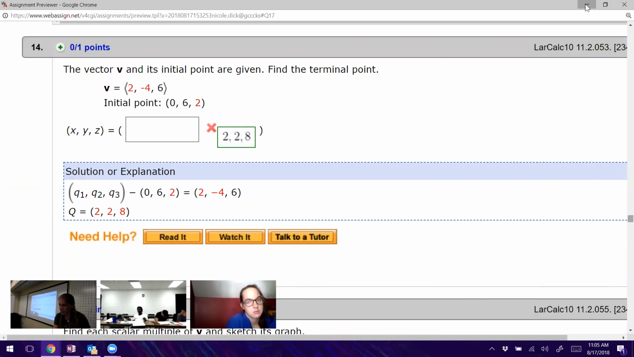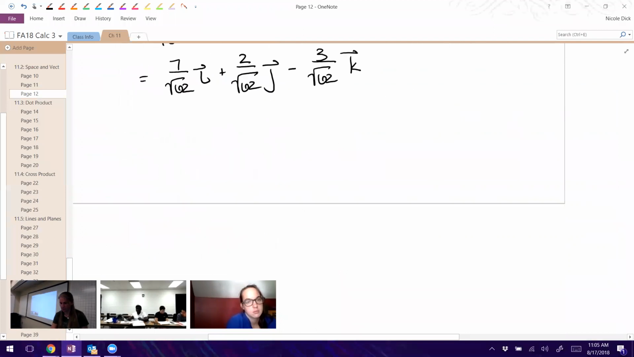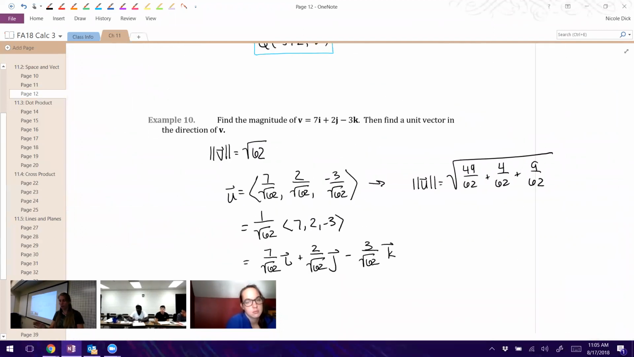Okay, but I think that was it for the notes, right? Yeah, so that's the end of 11.2. We're not going to start 11.3 today. 11.3 gets into multiplication, and the better you understand this part of it, the easier the multiplication piece will be, because that's a little bit more abstract. Multiplying vectors is a bit more complicated there.